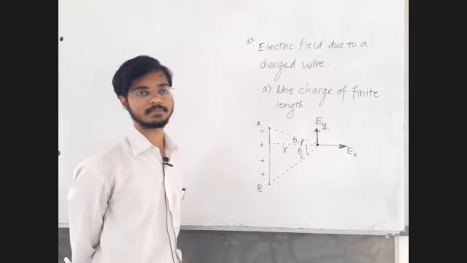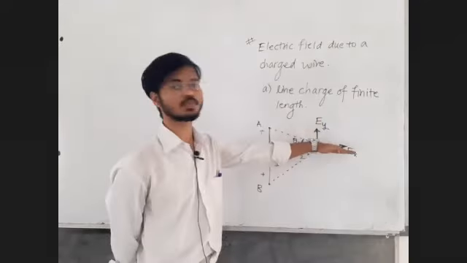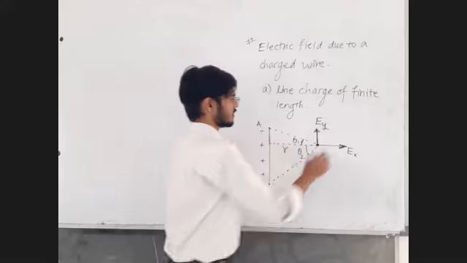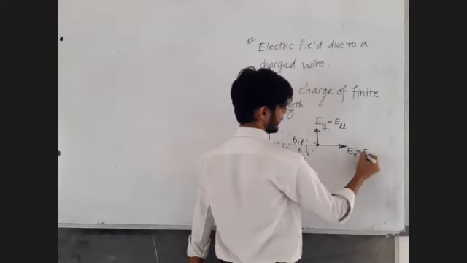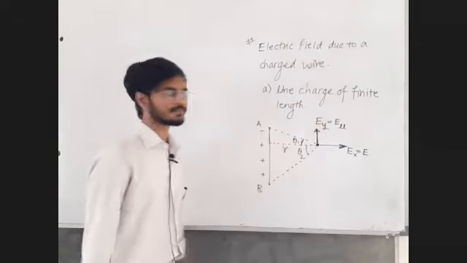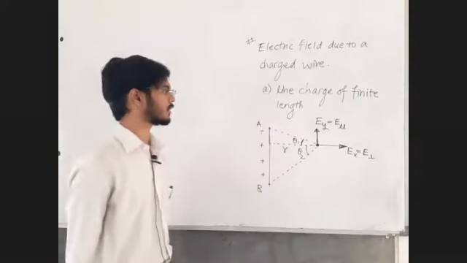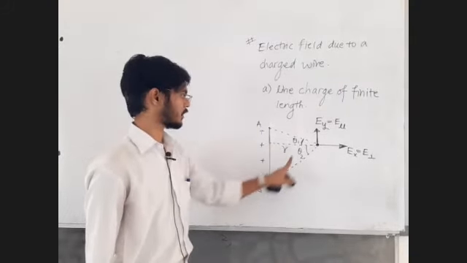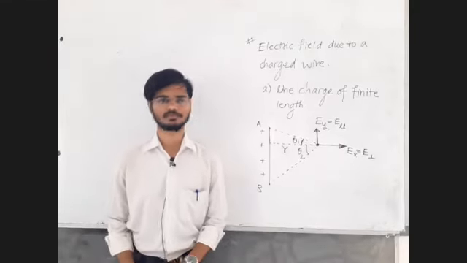Everyone should reply that there will be a parallel component of electric field as well as a perpendicular one, meaning vertical and horizontal. Let us call this the parallel component, E parallel, and this E perpendicular, perpendicular to the length of the wire. There will be two components of electric field. Angle with the upper end is theta 1, angle with the lower end is theta 2. Agree, disagree? Perfect symmetry is not there.